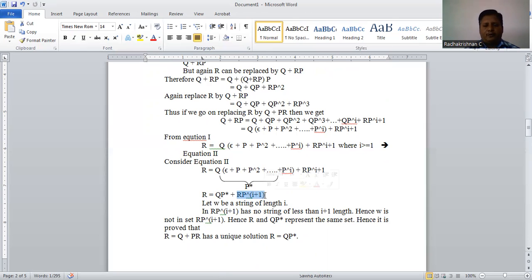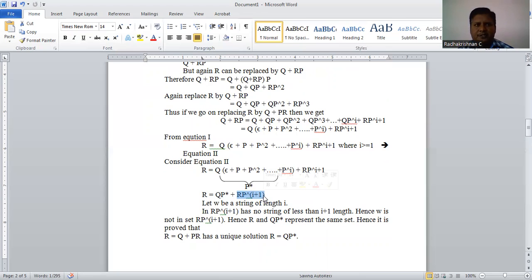So up to now we have the string W, that is our final derivation. Finally, we will get R equal to Q P star plus R into P power I plus 1. Now we consider the string W, which has a length of I, so the corresponding length will be I. In the above equation, we represented I plus 1 characters.